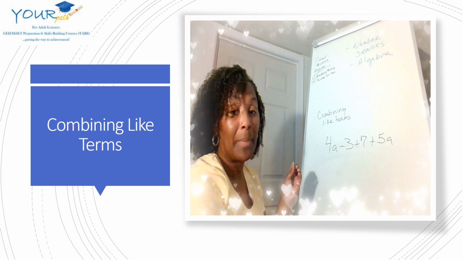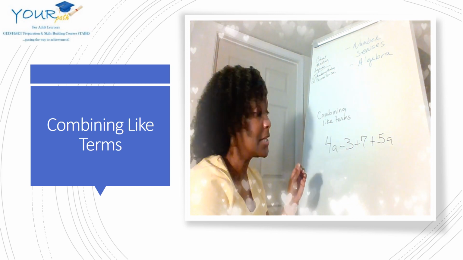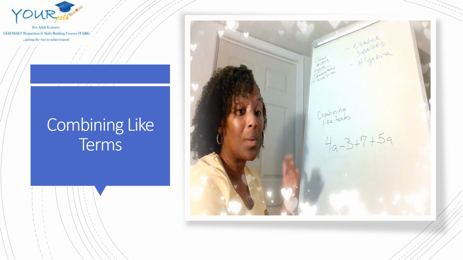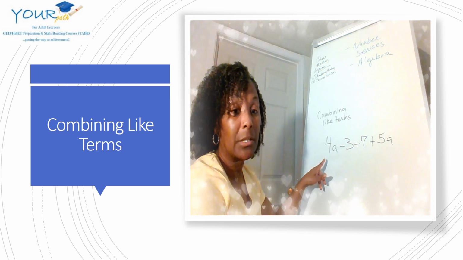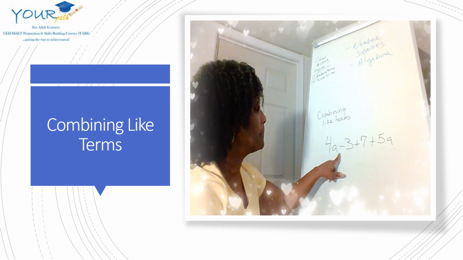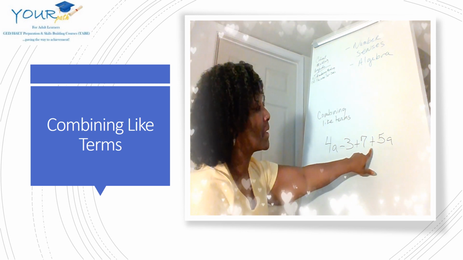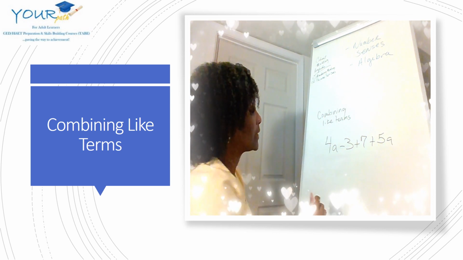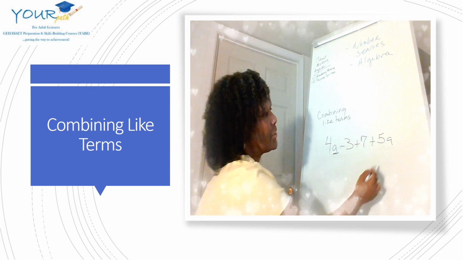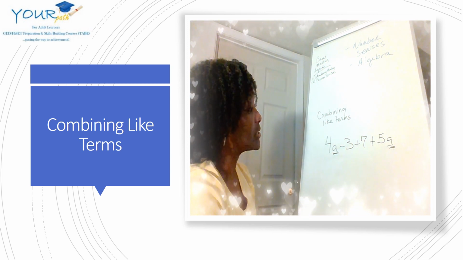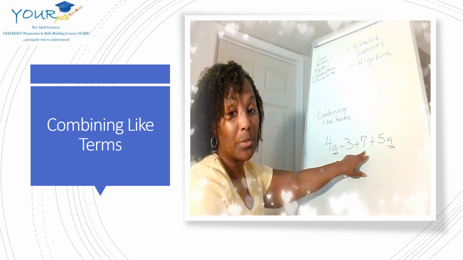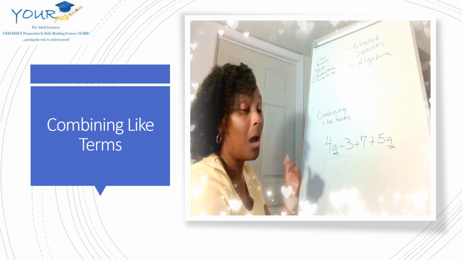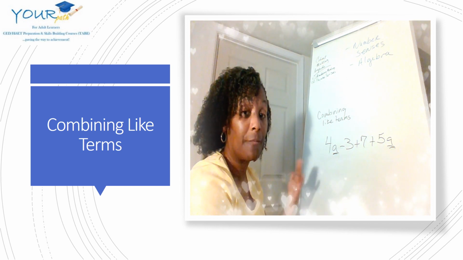When we talk about combining like terms, the first thing you want to do is take note of the terms that are alike. If you look at this particular expression here, we have 4a minus 3 plus 7 plus 5a. In this case, you have two terms that are alike: 4a here and 5a here. You also have two numbers without any variables beside them, and those two are like terms because they are without variables.